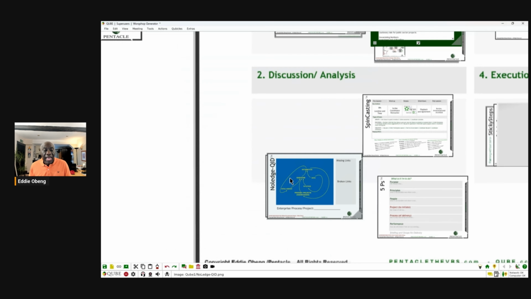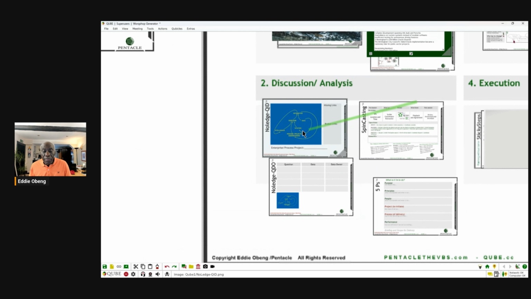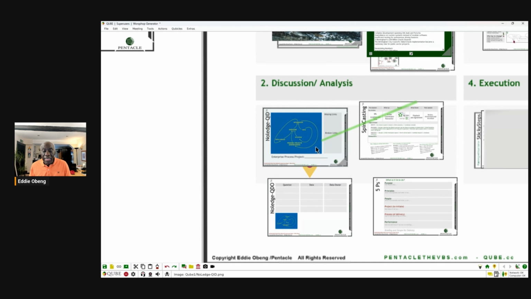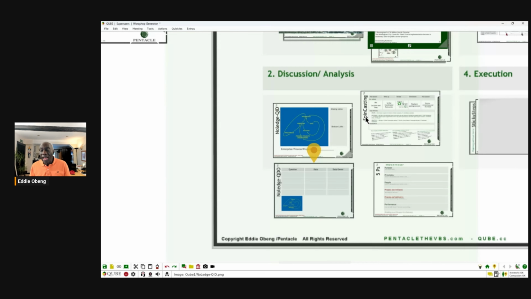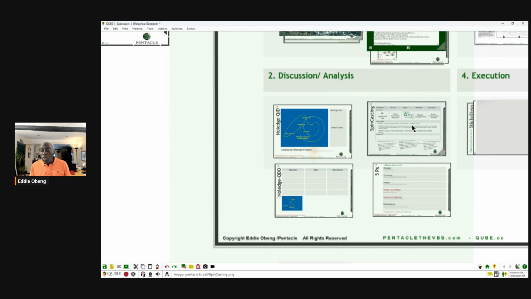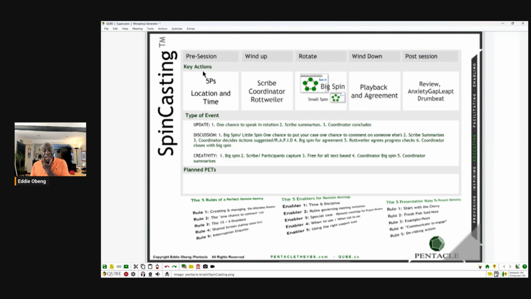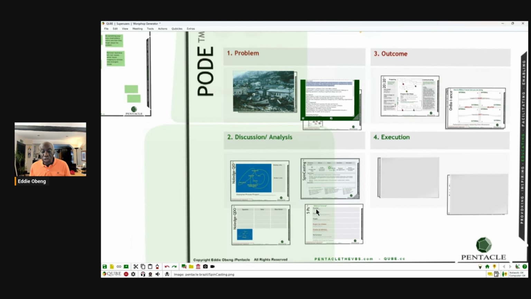So use something like this, or Knowledge QDO, which is basically making sure that you're clear on what the question is, the data, and who's going to provide it. Make sure you spin-cast. Why? Because spin-casting brings everybody into the conversation. So it makes sure you're more likely to get a good discussion.